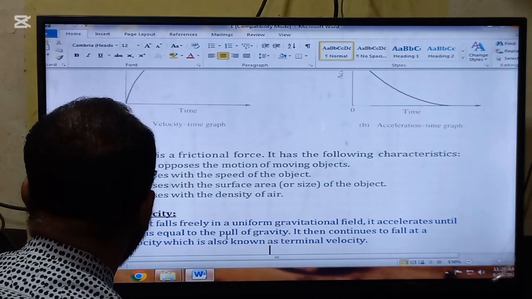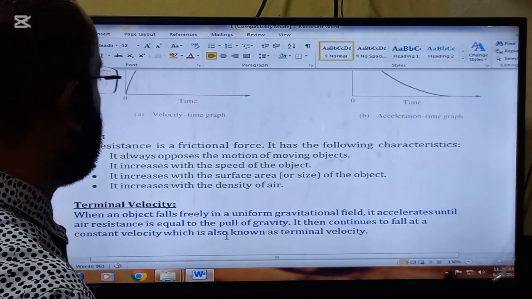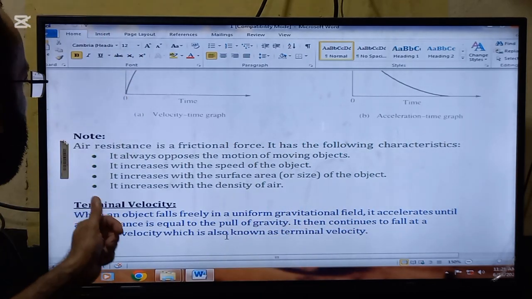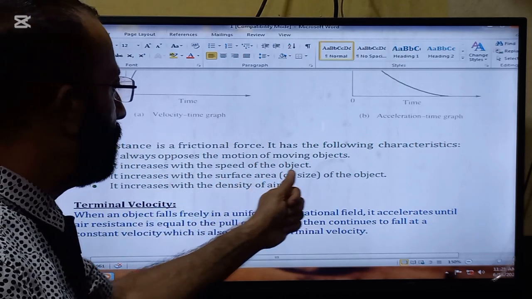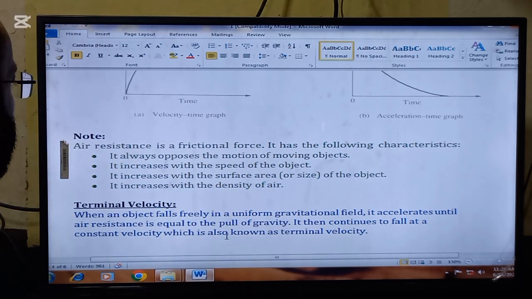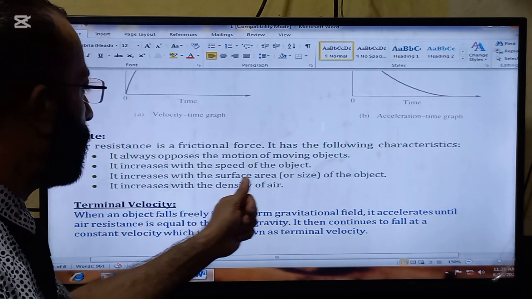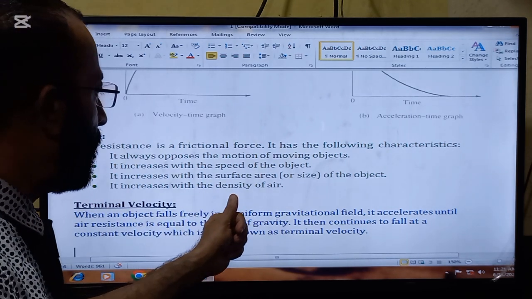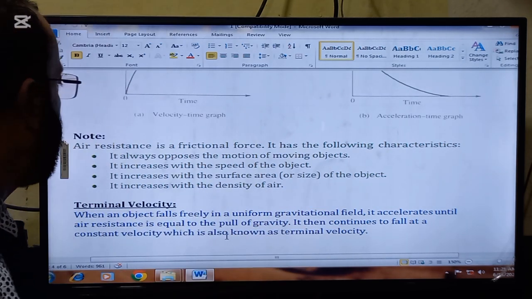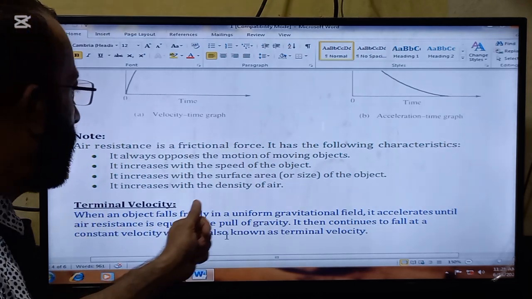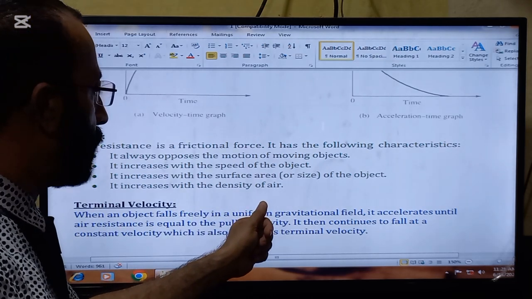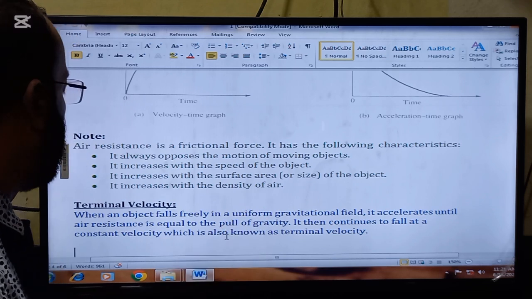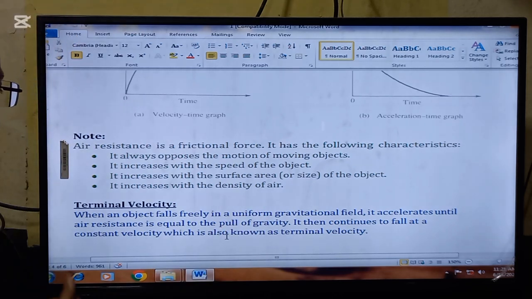Note that air resistance is a frictional force. It has the following characteristics. It always opposes the motion of moving objects. It increases with the speed of the object. It increases with the surface area or size of the object. It increases with the density of the air. So the more the density, the more the frictional force. The less the density, the less the frictional force.